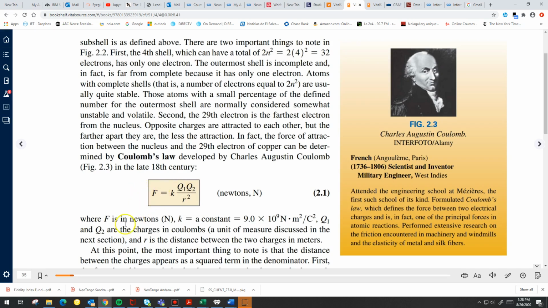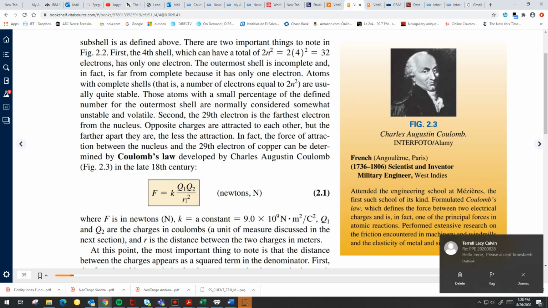F being the force, in newtons, is a unit of force. Q1 and Q2 represent the charges, right? So Q1 represents charge 1, Q2 represents charge 2. Q stands for the letter representing charge. R, on the other hand, is the distance between the charges. Okay, so in this case, the force is proportional to the product of the two charges and inversely proportional to the distance between the two charges. So R represents the distance between the two charges.